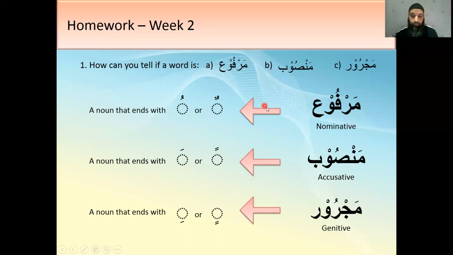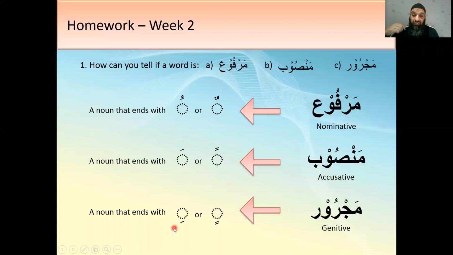it's marfu. Any noun that has a fatha on the end or a double fatha on the end is mansoob. So a double zabar or a single zabar, the word is mansoob. And then the last one, a majroor word, is a word that contains a double kasra, a do zair, or a single kasra, a single zair, at the end of the noun.